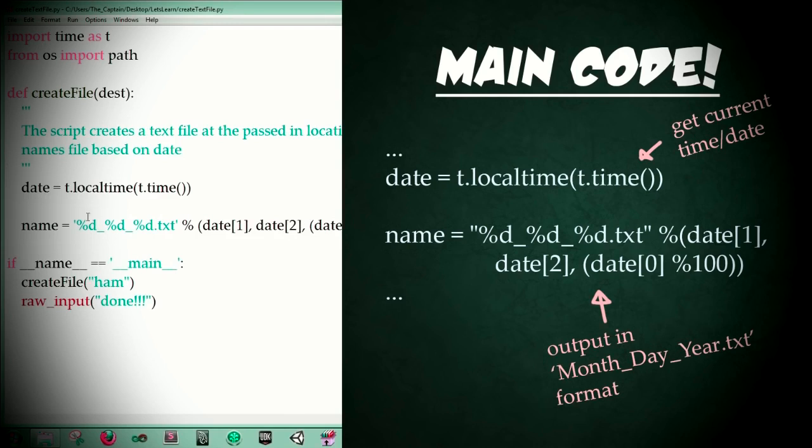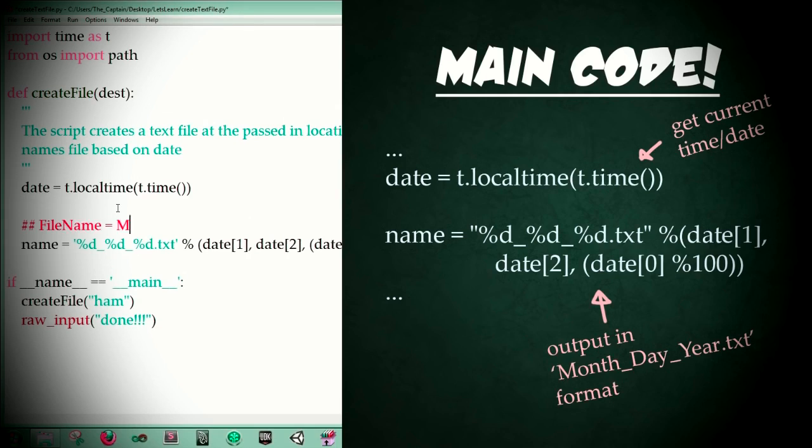Alright, so what does this actually do? Well, we want the name of the file to be based on the date. And the way I've broken it up is it's going to type in month, day, year. I'm going to go ahead and make that a comment. File name is equal to month underscore day underscore year.